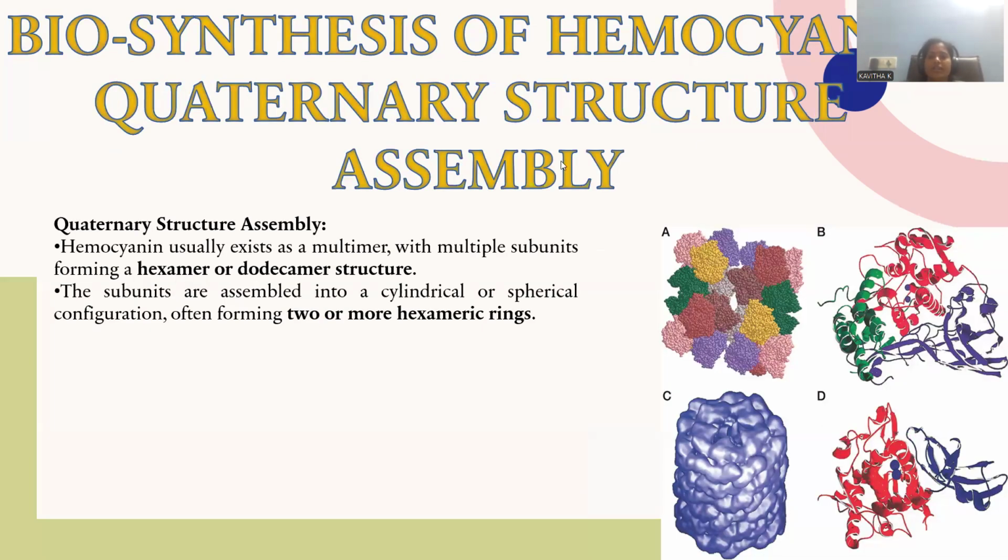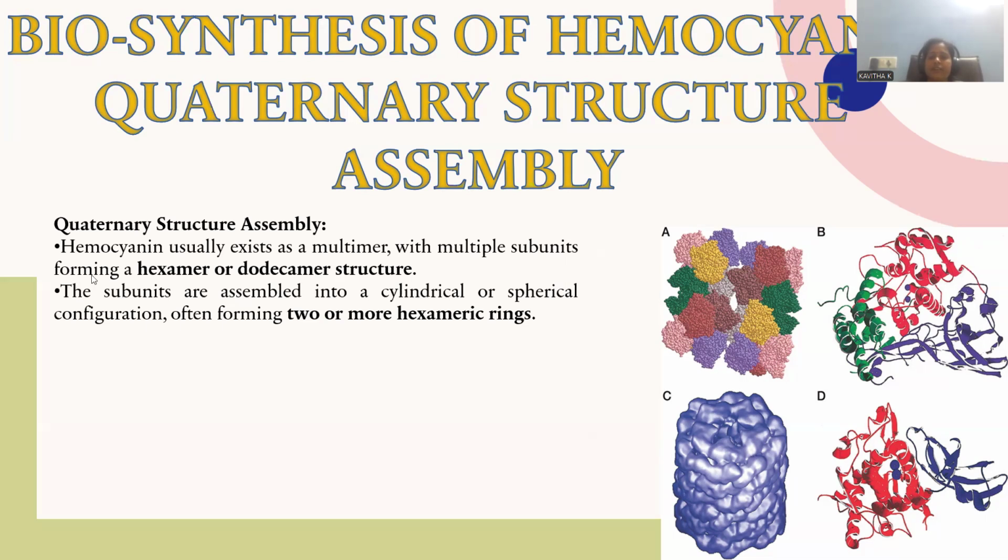Now, the quaternary structure is fabricated. Quaternary structure is nothing but hemocyanin usually exists in a multimeric form. It is not a monomer. It is not a dimer. Rather, it is a kind of multimer. Multimer is said to be more number of units. Such hemocyanin units are gathering together, giving rise to a huge one, said to be a multimer.